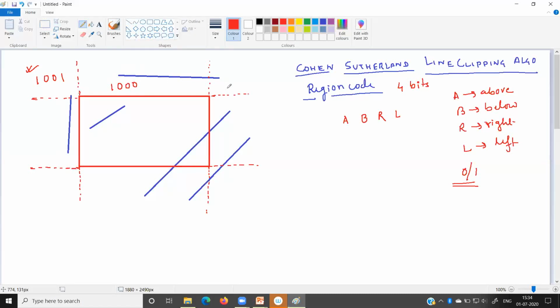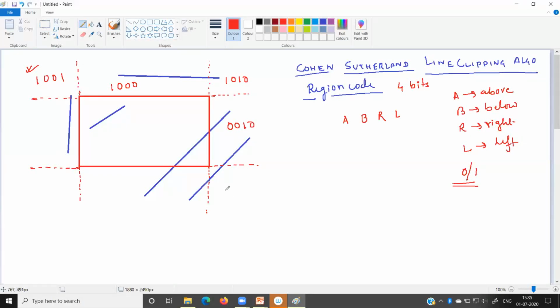Now for this particular segment, the region code will be, it is on the right side and above. So the above bit will be 1, below bit will be 0, right will be 1, left will be 0. Again, this particular segment is only on the right side. That means this region is on the right side of the clip window. So above will be 0, below will be 0, right will be 1 and left will be 0.